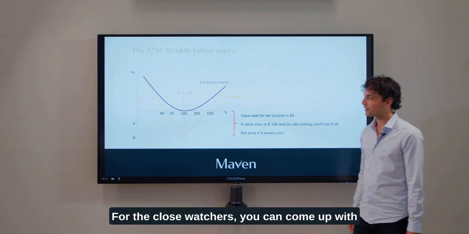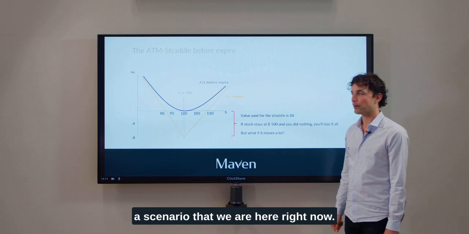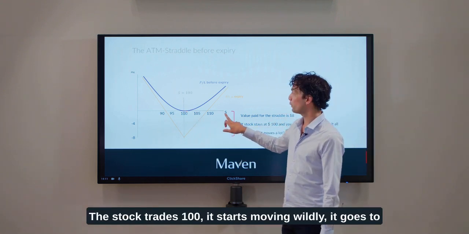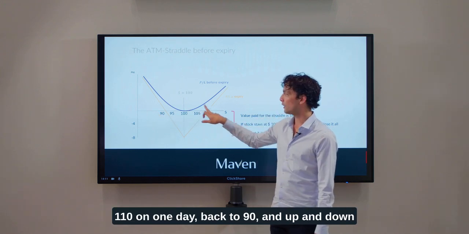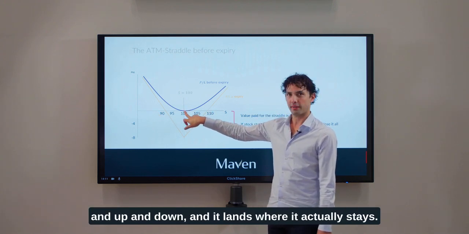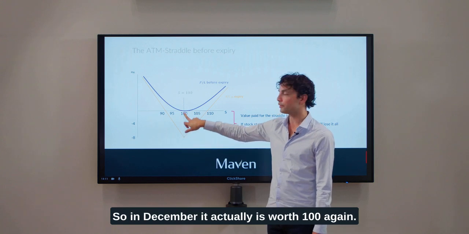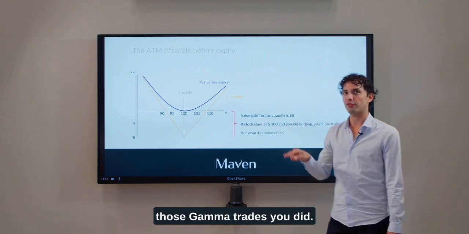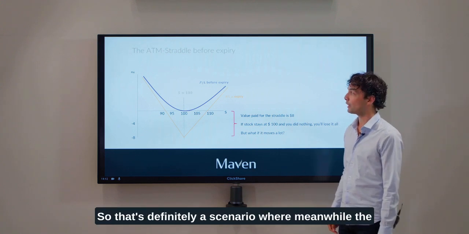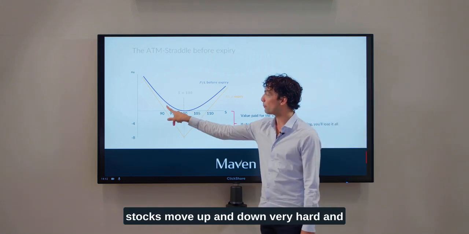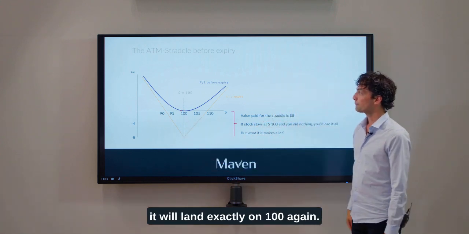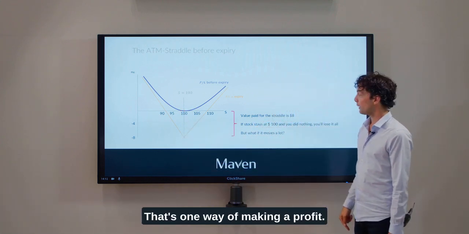For the close watchers, you can come up with a scenario that we are here right now, the stock trades at 100, it starts moving wildly, it goes to 110 on one day, back to 90 and up and down, and it lands where it started. So in December it is worth 100 again. You could have profited from those gamma trades you did. That's definitely a scenario where meanwhile the stock moves up and down very hard and it will land exactly on 100 again. That's one way of making a profit.